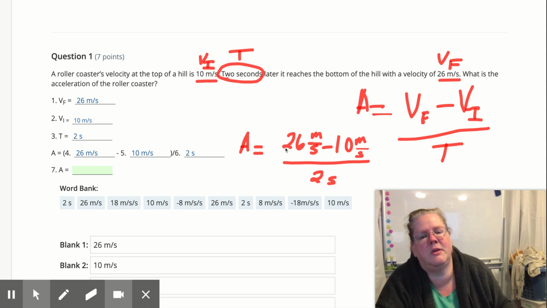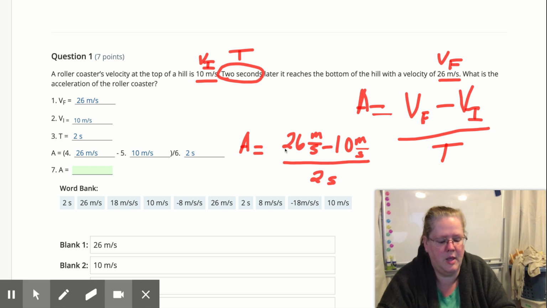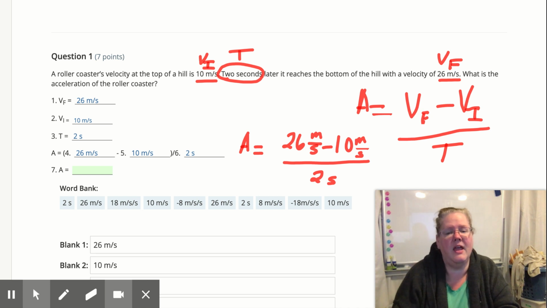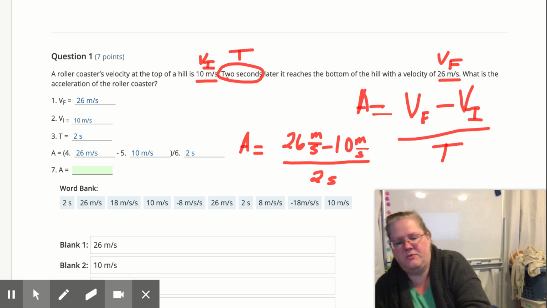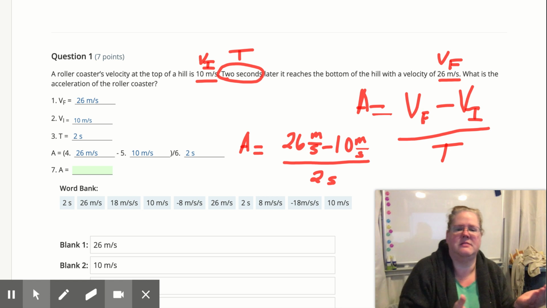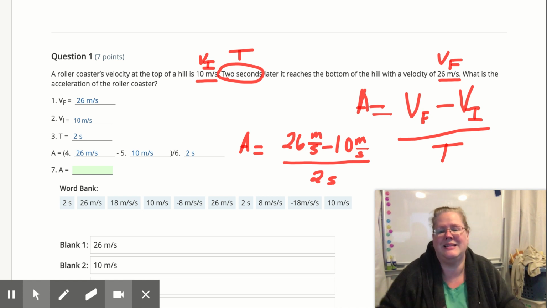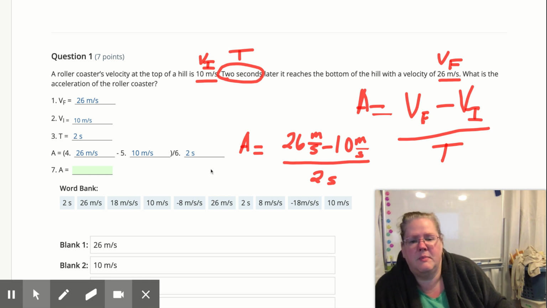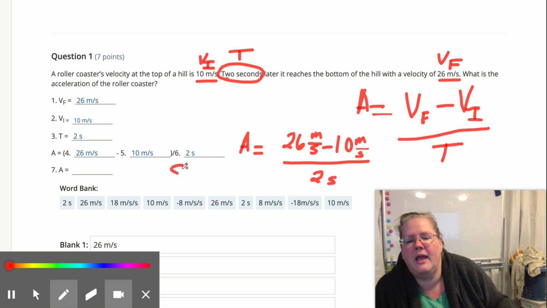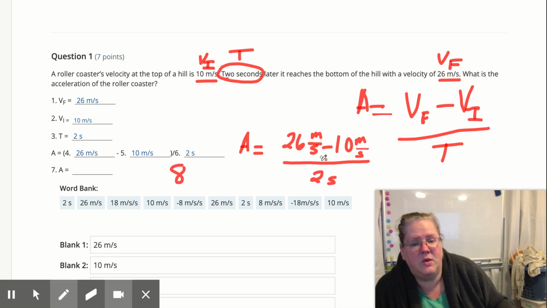If you're doing this on a cheap calculator, we're going to take 26 minus 10, which I'm guessing you could have done in your head because you can, well, that's 16, and then hit divide by 2, which I don't really need a calculator for. We can figure that out, 26 minus 10 is 16, 16 divided by 2 is 8, and in this case, my answer is going to be 8. Now, my units here combine to meters per second, right?